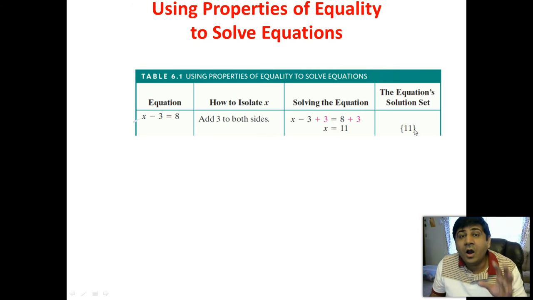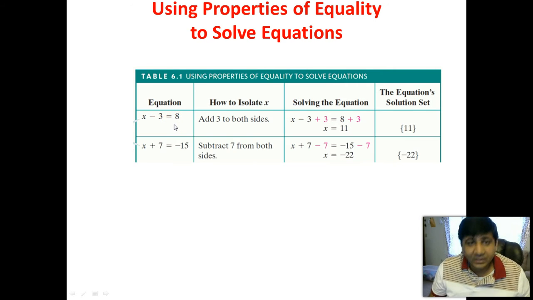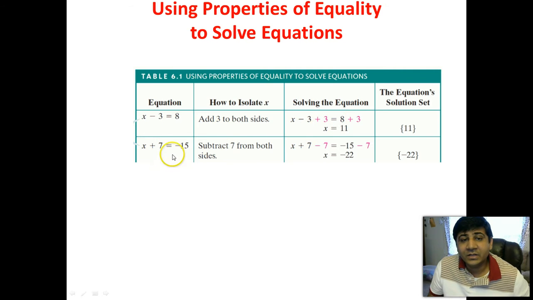Now you see how we use the addition property of equality to solve this simple equation. Whether the equation is simple or complicated, these properties will help us. Let's look at a similar equation with a plus in it. Here we added 3. This time we have to add minus 7, or subtract 7, so it will give us x plus 7 minus 7, with minus 7 on both sides, so x equals minus 22. So this is your solution set right there.